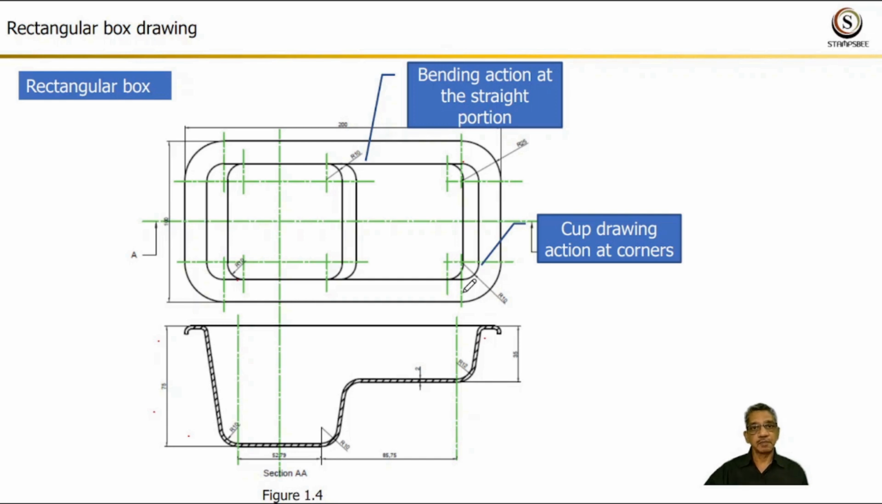Stresses similar to the cup draw operation are involved in all corner radii, and stresses similar to bending and stretching are involved in the straight portion. Drawing corner radius and straight portion together is a complex material flow. The ratio of corner radius to longest side and the ratio of component depth to longest side are maintained in part design to keep the maximum stress within the permissible limit of the stress.